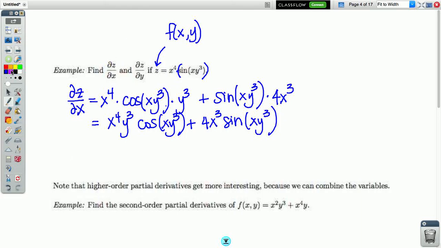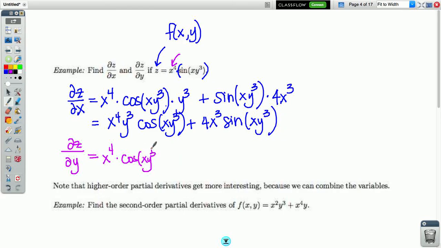And now let's do the same thing, except let's do partial with respect to z. I'm sorry, partial with respect to y. So dz dy equals, now this doesn't have a y in it, so we just treat that like a constant, so I have no more need for product rule. I'm just going to keep that at the front because it's just a constant, and differentiate this part. So the derivative of sine of xy cubed is cosine of xy cubed.